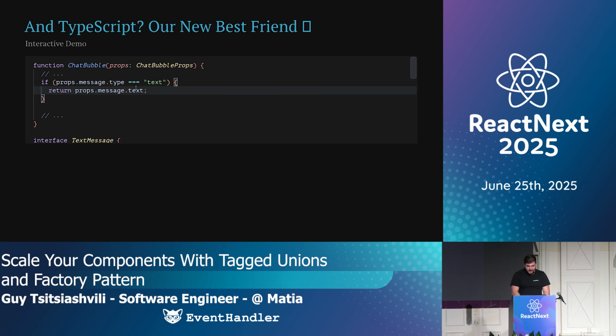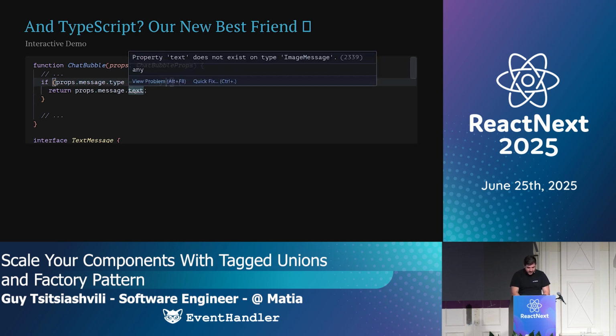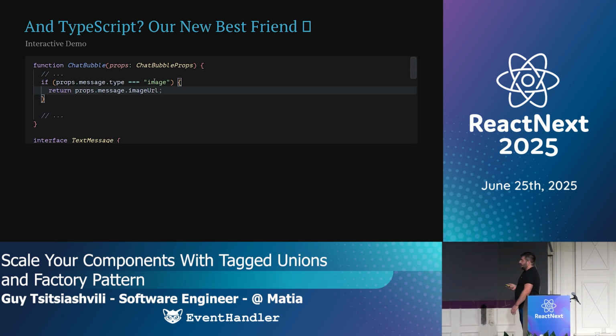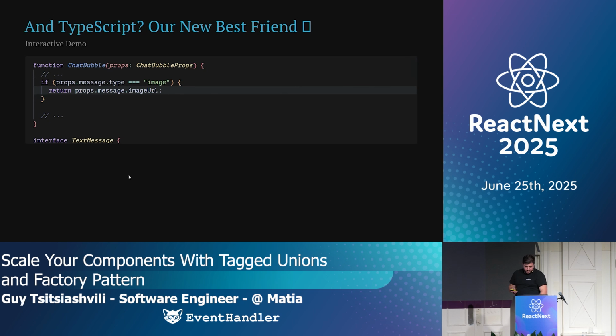So the cool part is that even if I pass something by mistake, for example image, now we get a type error. This is the error: type text does not exist on image message. And if we remove it, we have image URL or type, and it scales, and it's good, because now we moved the runtime checks into a compile time check. So we no longer need to check in the JSX, we can check when we write the code. So this is the pattern.